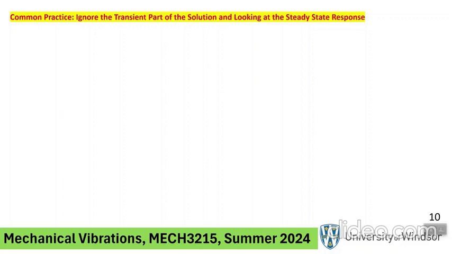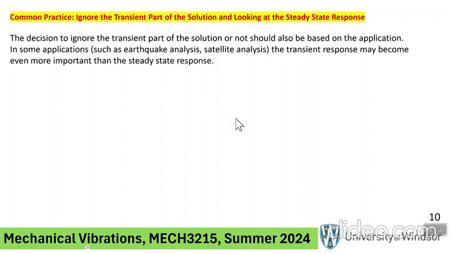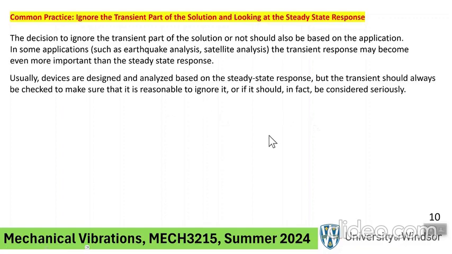But in some applications, it cannot be done. For example, in earthquake applications, it's the transient that kills. The steady state essentially is not going to be critical. So anyway, usually devices are designed and analyzed based on steady state response, but the transient should always be checked to make sure that it's reasonable to ignore it.